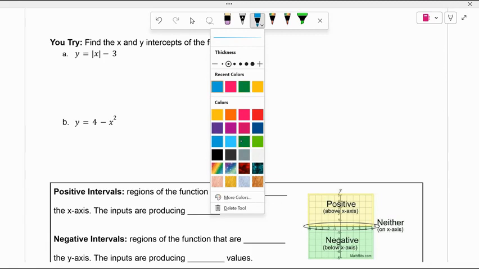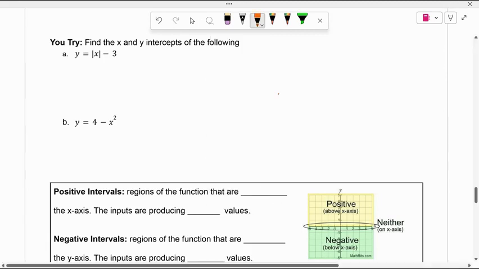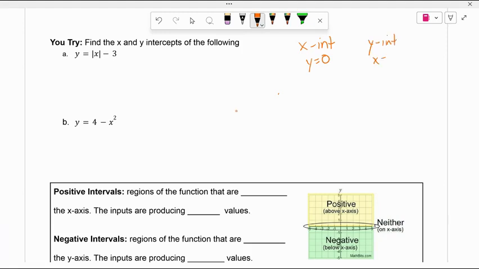So something that I didn't focus on a whole lot in class, and I want to talk about it here, is when we are finding our x-intercepts, y equals 0. When we're finding our y-intercepts, x equals 0. So whatever intercept we're finding, we plug in 0 for the other variable. So for our x-intercept here, we're going to plug in 0 for y. So we got 0 equals the absolute value of x minus 3. So we add 3 to both sides.